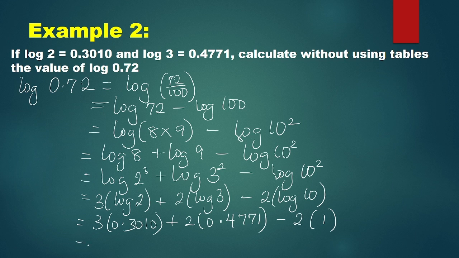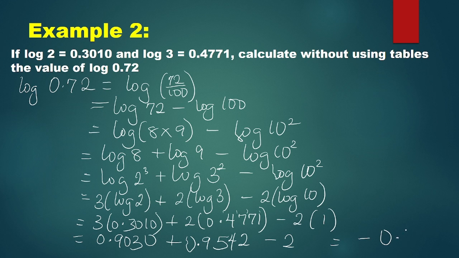Now, if I multiply, I'll have 0.3 times 3 is 0.9030, plus 2 times 0.4771, which is 0.9542, then 0.9030 plus 0.9542 is 1.8572, minus 2. If I solve this with my calculator, it is minus 0.1428, and that's the answer to the question.